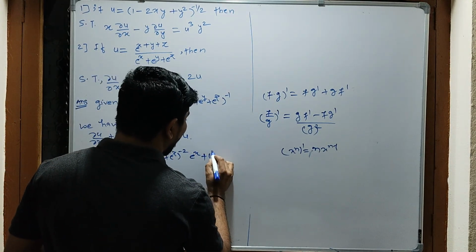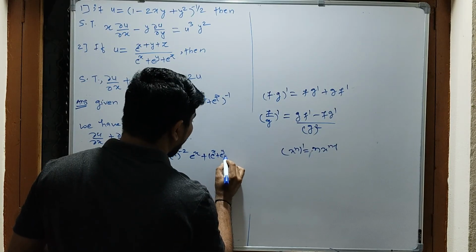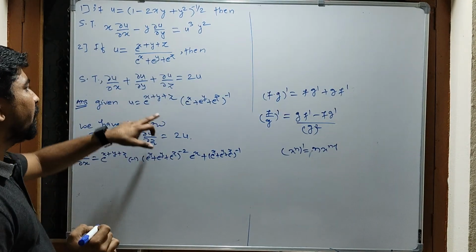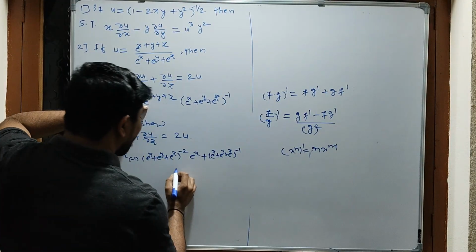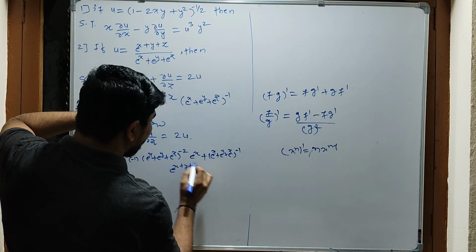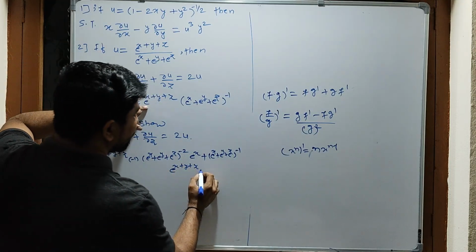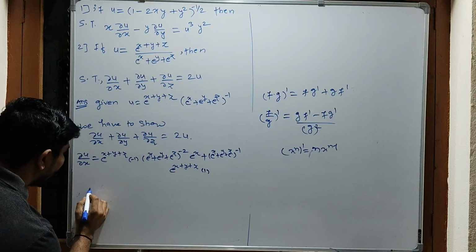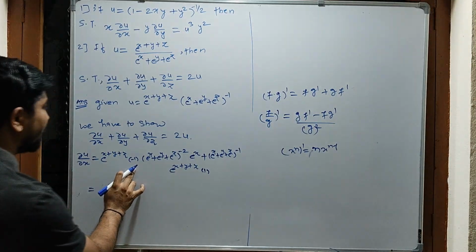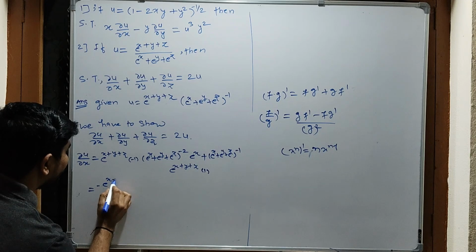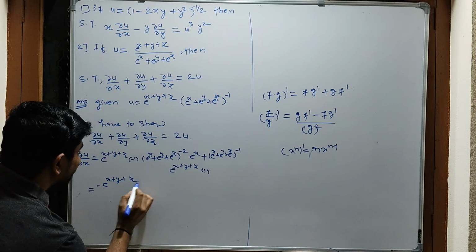So here, (e^x + e^y + e^z)^(-1) as it is, into the derivative of this first. Now the derivative of the first is e^(x+y+z), and the derivative of the exponent is here 1. Now here I will write this same thing, which is equal to, here this is a minus sign.